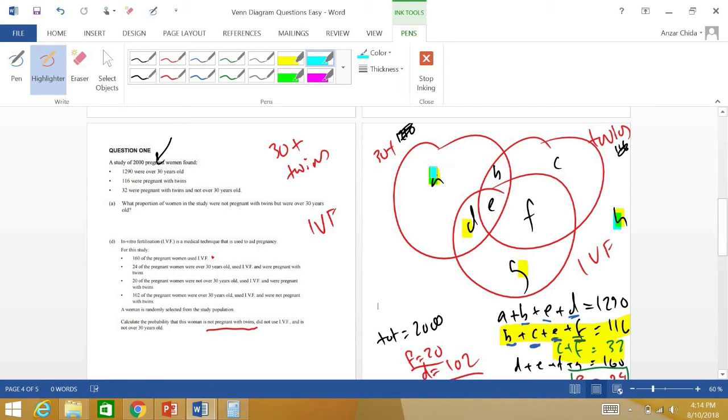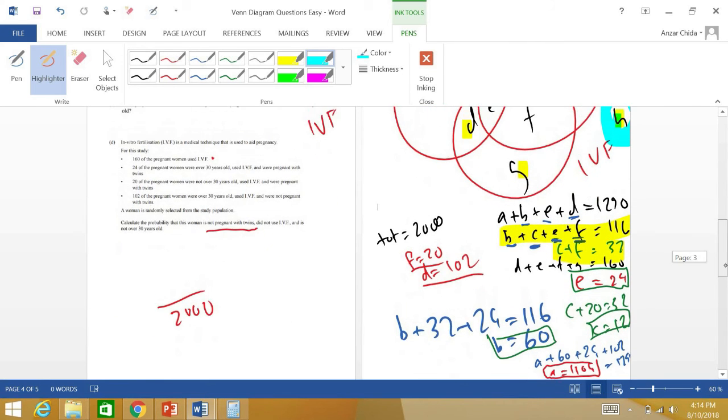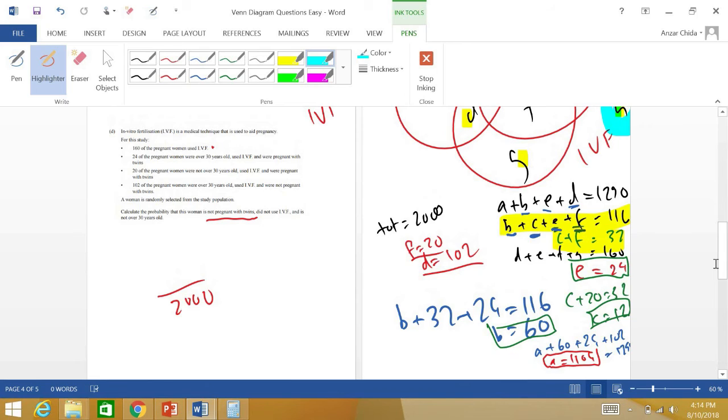So this person is not pregnant with twins. So it's those 4. Did not use IVF. So it could be either A or H. And is not over 30. Well, this person is over 30. So I have to find H. Okay. I haven't found H yet, so I better keep on doing my algebra. So we've got A, B, C, D, E, F. Do we have G? Nope, we're going to have to find G. So G is over here, so I'm going to use that equation over there.